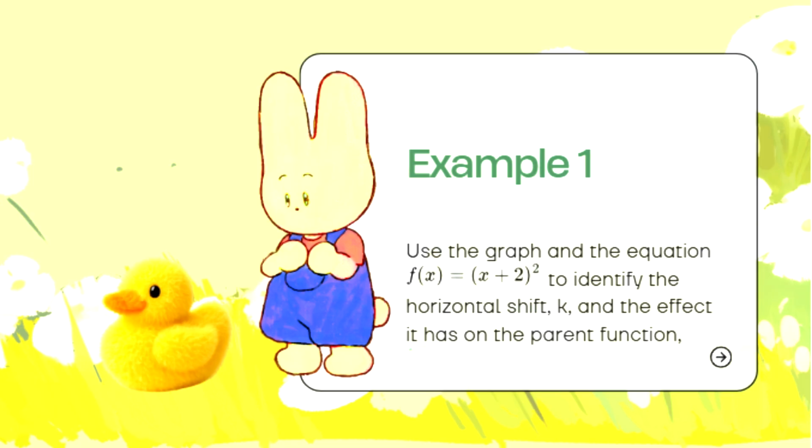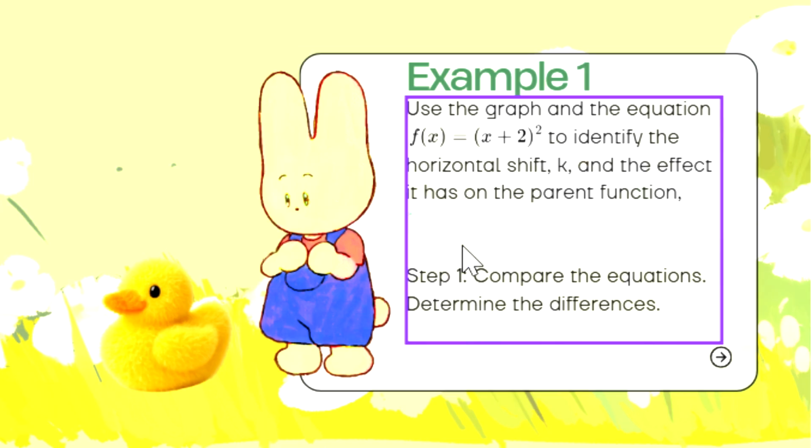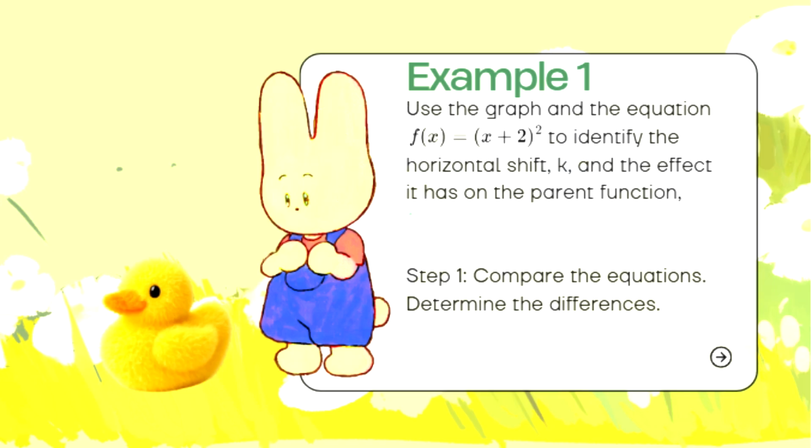Here's example 1. Use the graph and the equation f of x is equal to (x plus 2) squared to identify the horizontal shift k and the effect it has on the parent function. So let's look at just the formula first. Compare the two equations. Look, one is missing.